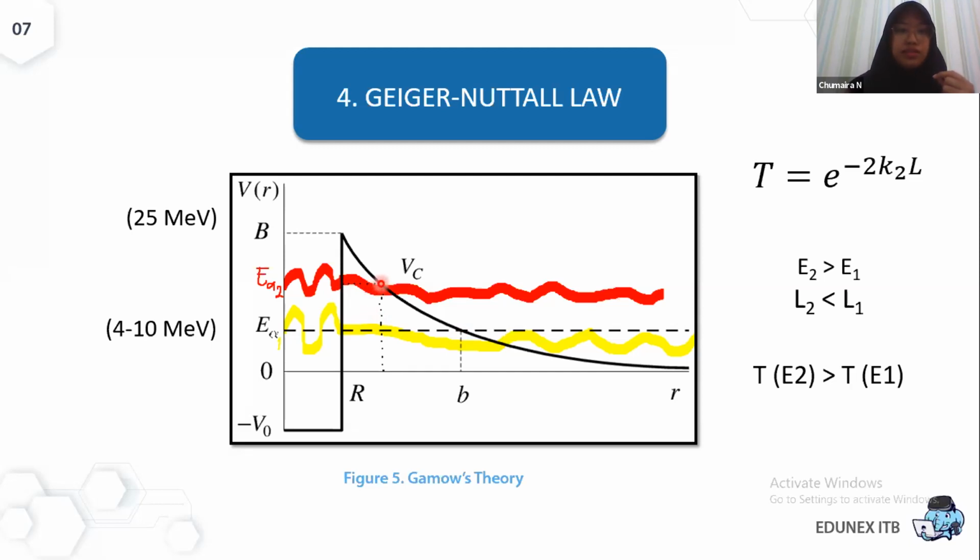So what happens then? If we look at the transmission coefficient, because this is minus L, if the L is smaller, then the T becomes larger. Therefore, we can conclude that the transmission coefficient of E2 is larger than the transmission coefficient of E1. This comparison is basically what the Geiger-Nuttall law is.